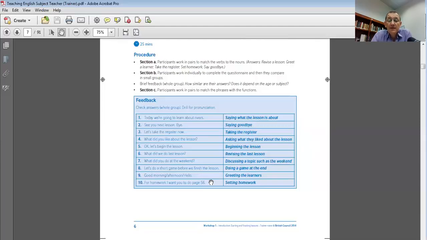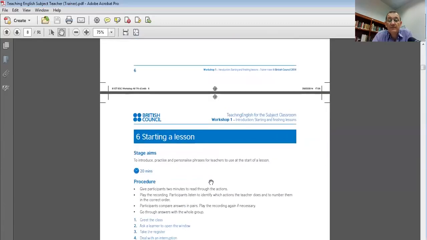Section C, participants work in pairs to match the phrases with the functions. Okay, so this is now a pair work. Make sure that you tell participants who they're going to work with, put them into pairs, and tell them you're going to work together to match these phrases with the functions.